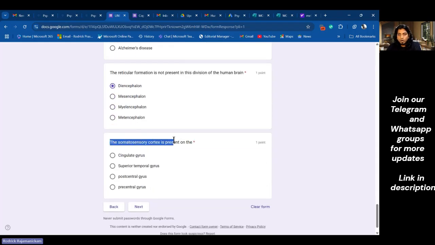Lastly, the somatosensory cortex is present on the post-central gyrus. The pre-central gyrus is though the motor cortex. So this is about the brain structure.